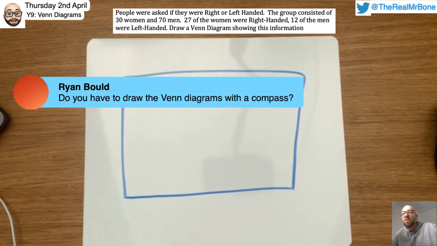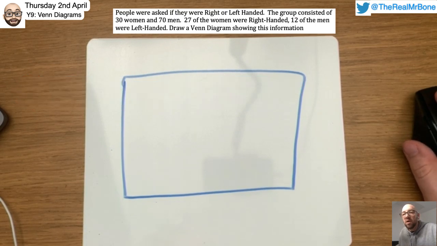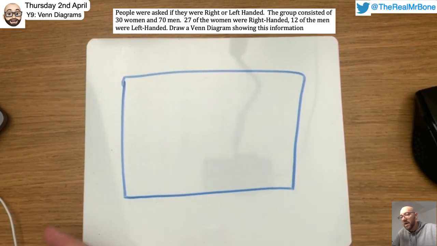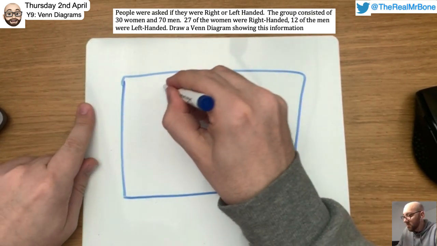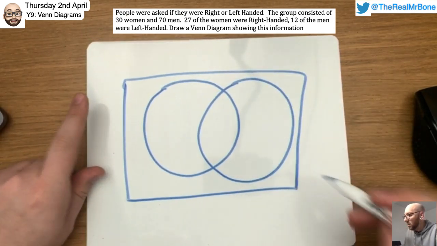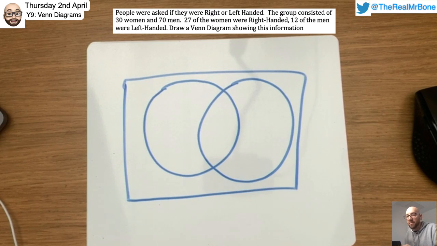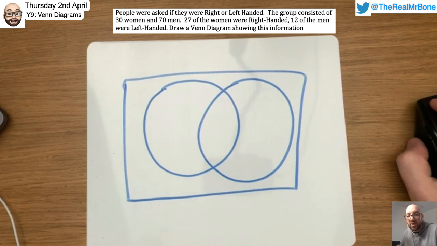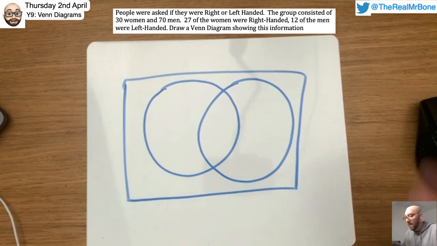Ryan says, do you have to draw the Venn diagrams with a compass? My answer to that question is no, as long as it's decent, okay? Clearly, this Venn diagram isn't the most accurate. I mean, look at the state of that box and look at the state of these circles. But they should be nice and clear. I don't want any kind of weird-looking stuff kicking around there, Ryan. Great question, though. Thank you very much for that.